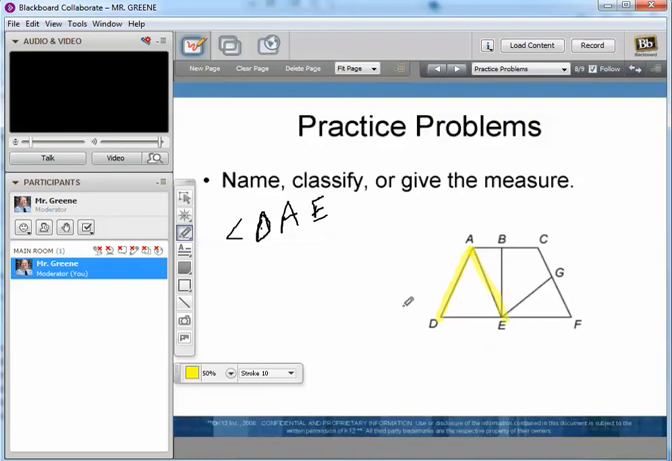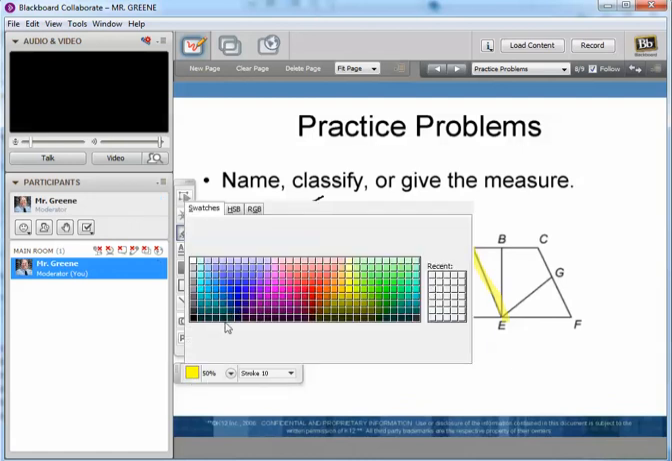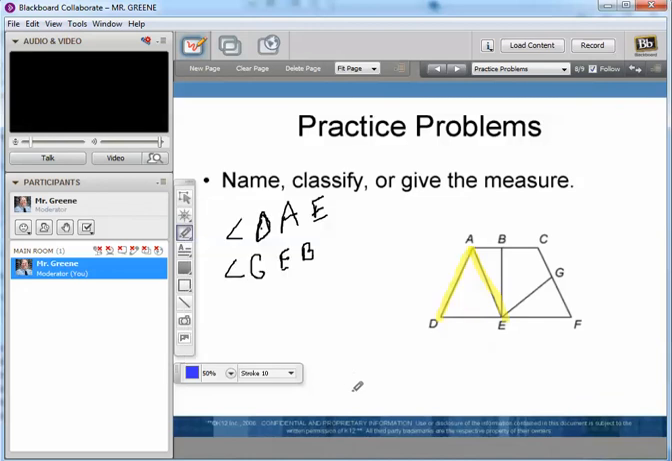Okay? If I was asking you to find angle G, E, B, I would expect that you would be able to take your little pens and start at G, go down to E, and up to B. Okay. See how we're identifying those angles?